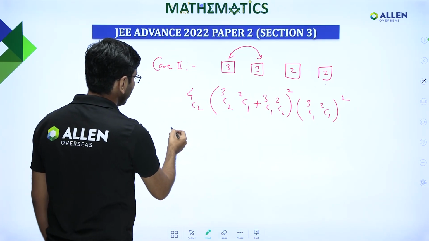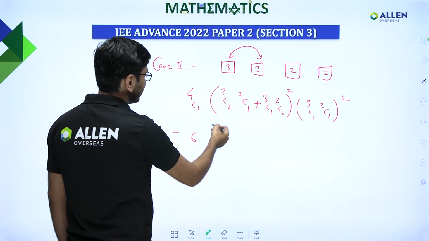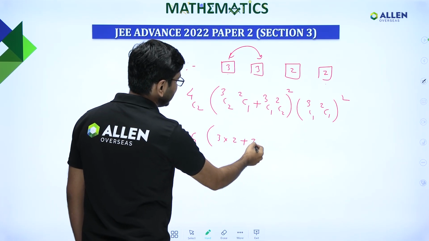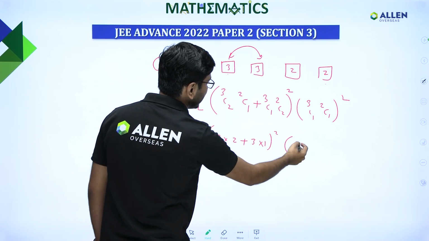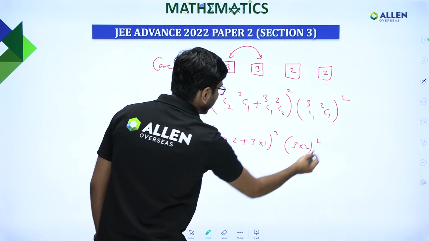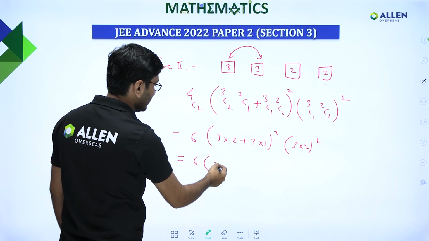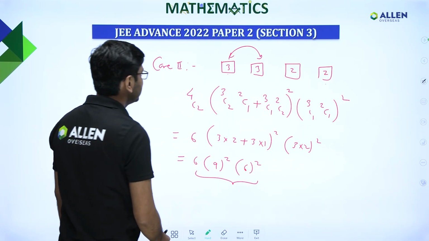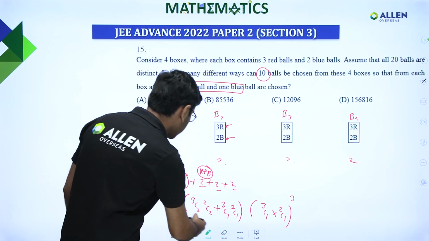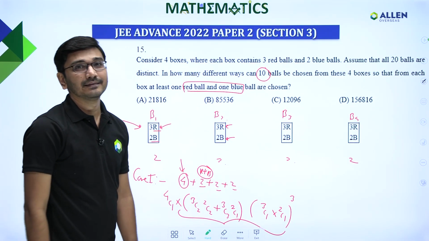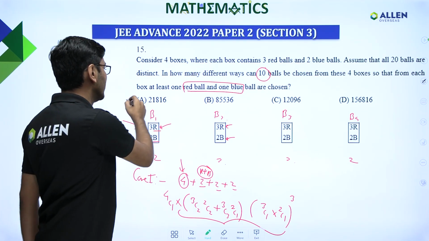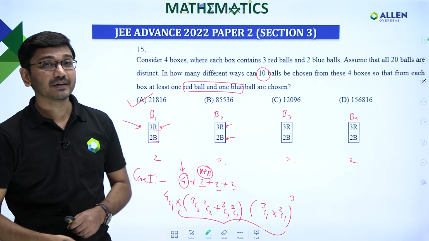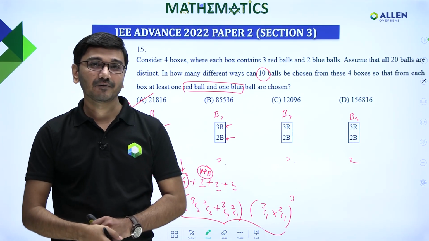So, just solve this. 4C2 you will get 6, and here 3C2 will be definitely 3, and this will be 2, and this 3 and 1 bracket square, and here you will get 3 into 2 square. So, you may get something like this. So, this result for case 2 and the earlier result, if you add, you will come to know that the final answer to this question will be equal to 21816. So, the right answer to section 3 question number 15 is 21816. I hope you understood this.